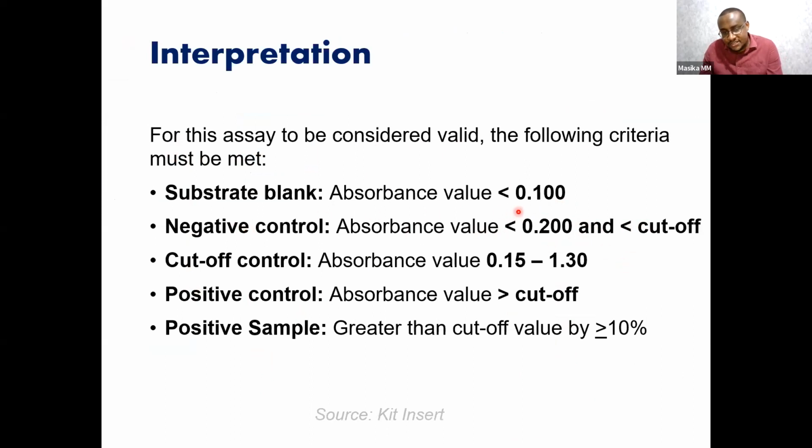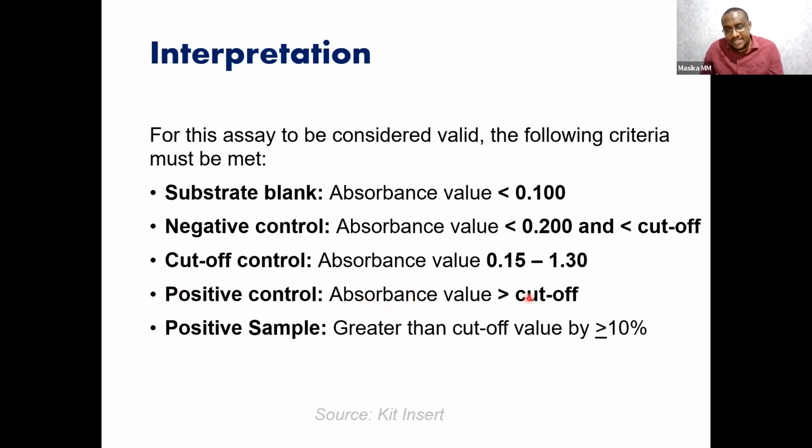And you can see this one tells you negative control absorbance should be from 0.2 to the cutoff, and the cutoff is 0.1 to 1.3. So if for some reason you contaminated your negative control, it will be above this, and so you know you're in trouble. And maybe you have to repeat, because contamination is not good.